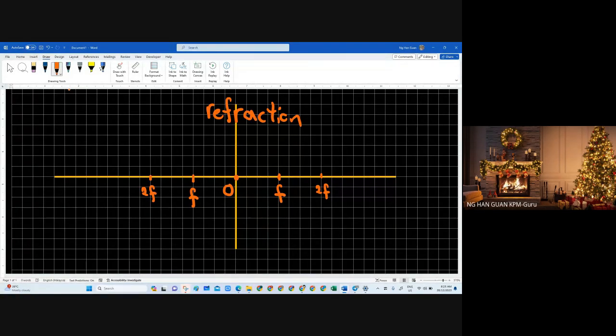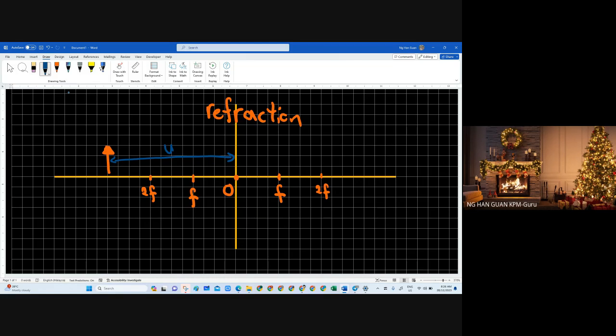So the position of 2F that we show here, we just want to know about our object distance. How to count object distance? When this is your object, the object distance is counted from the position of the object until the lens axis. Until the lens axis, that is the object distance.